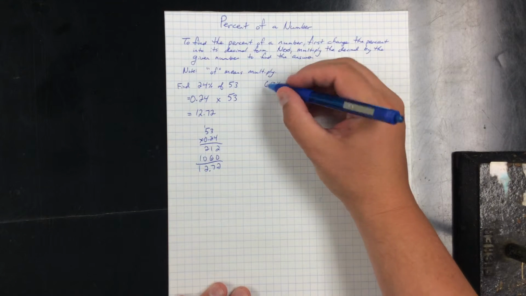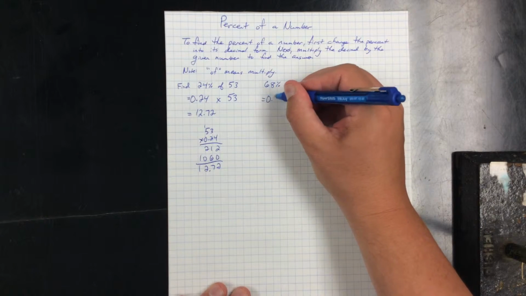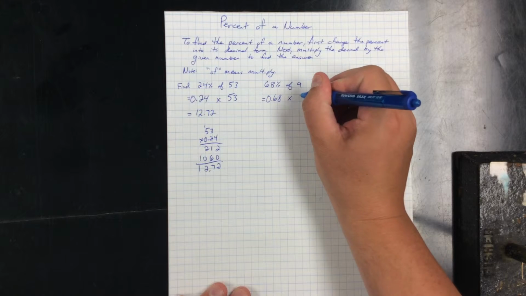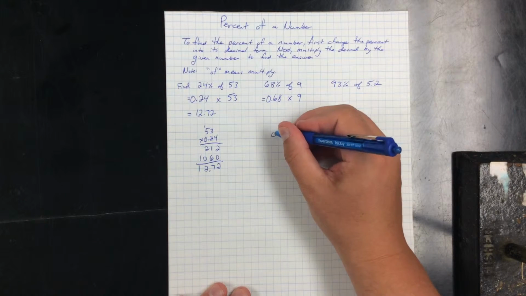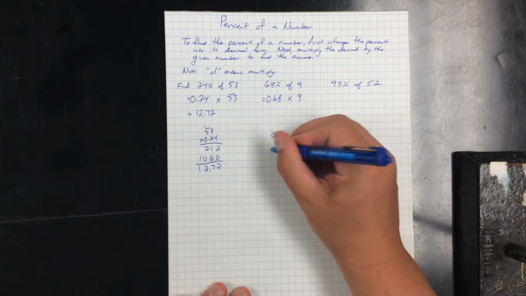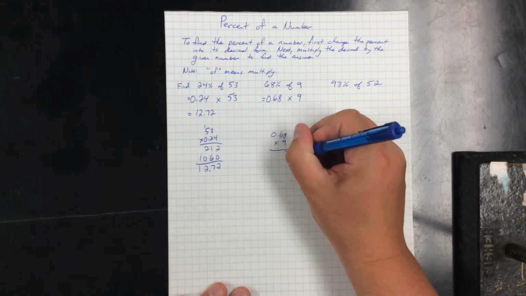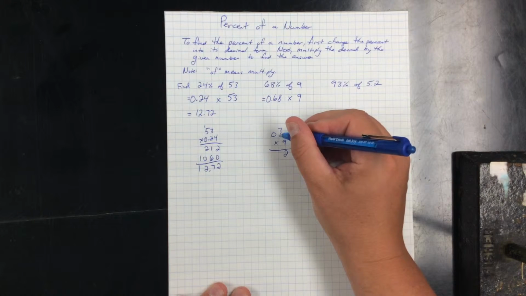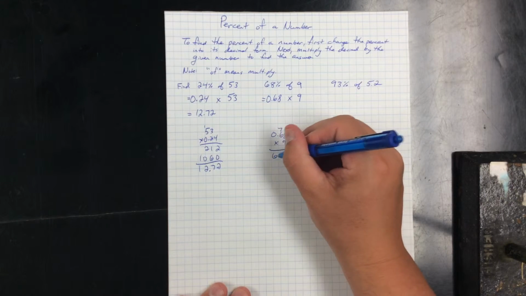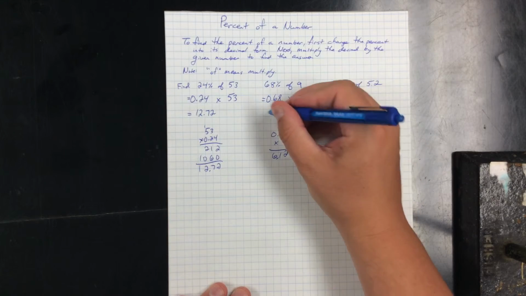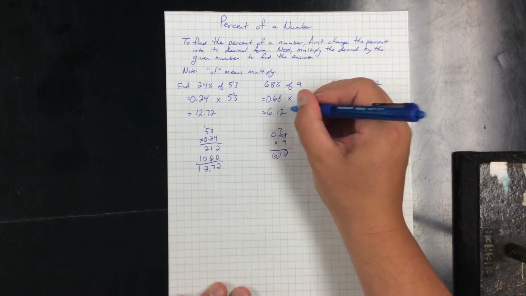68% of 9. So I'm going to take 0.68 and multiply it by 9. So think about 0.68 on top because it's got more significant digits. 9 times 8 is 72. 9 times 6 is 54, plus 7 is 61, with 2 decimal places, 6.12.